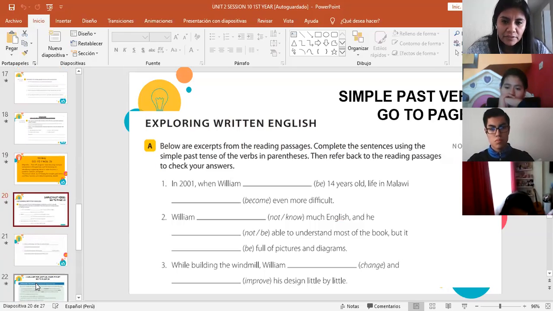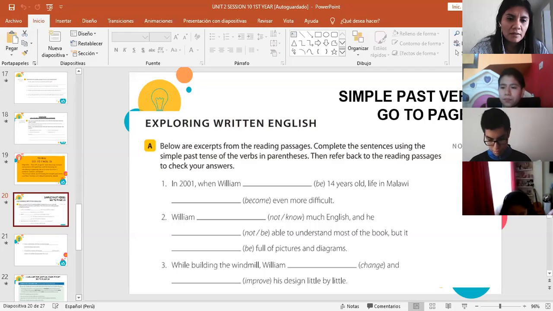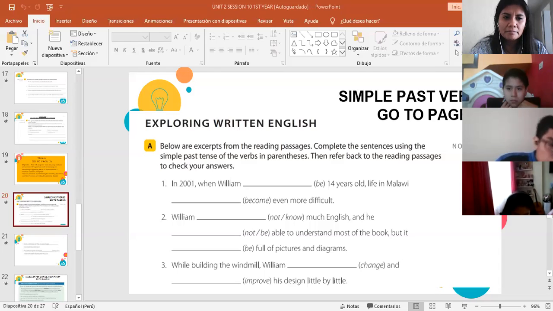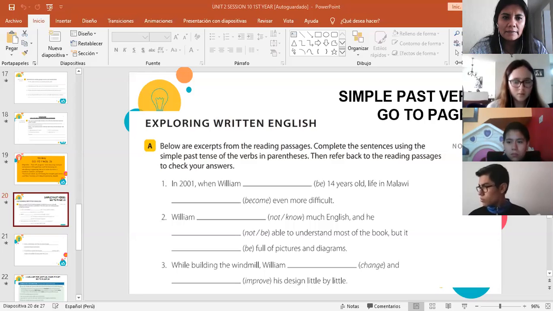So here we have some verbs that you are going to identify in the text. So observe the text about the reading passage to check your answer. For example, go on your reading, on the reading about William. Does anybody find the reading about William? Page 25. Thank you, Valentina. Page 25. Excellent.